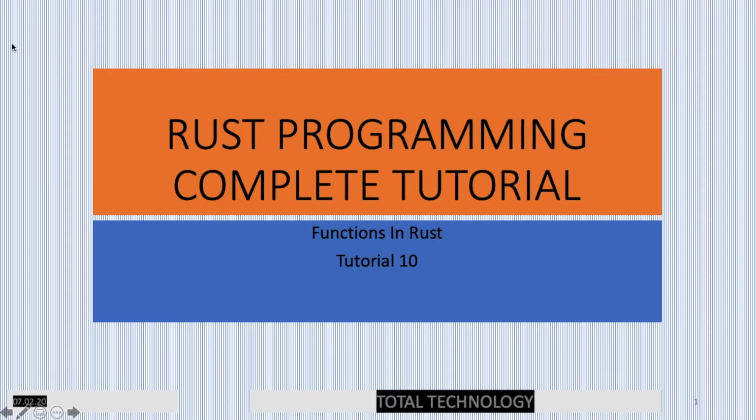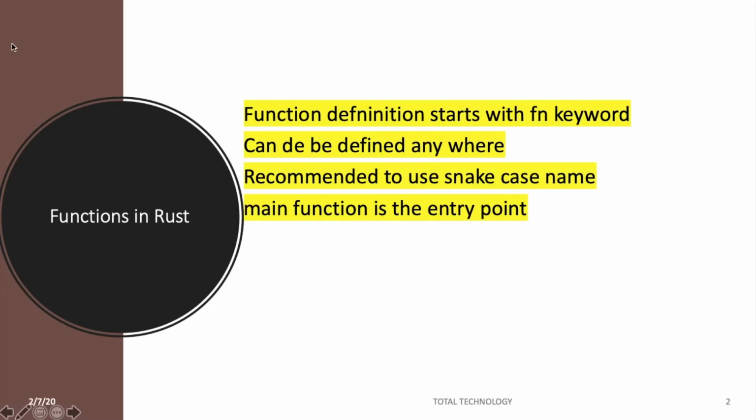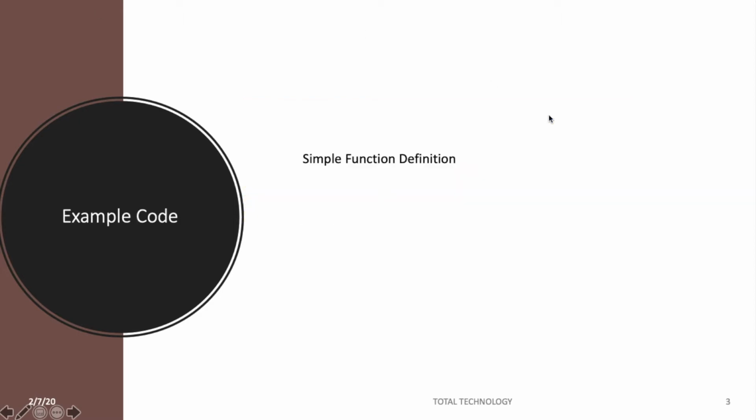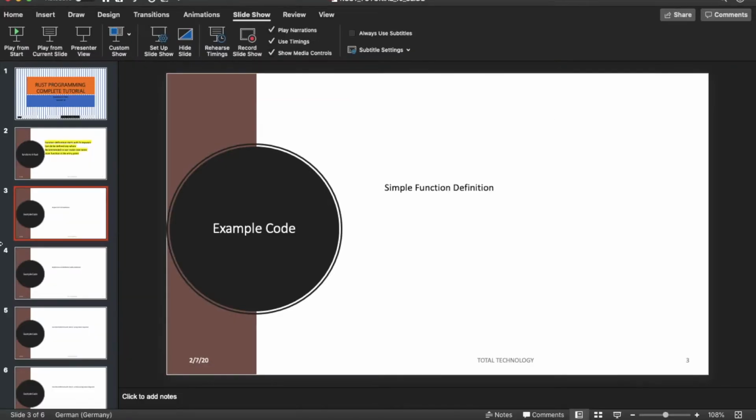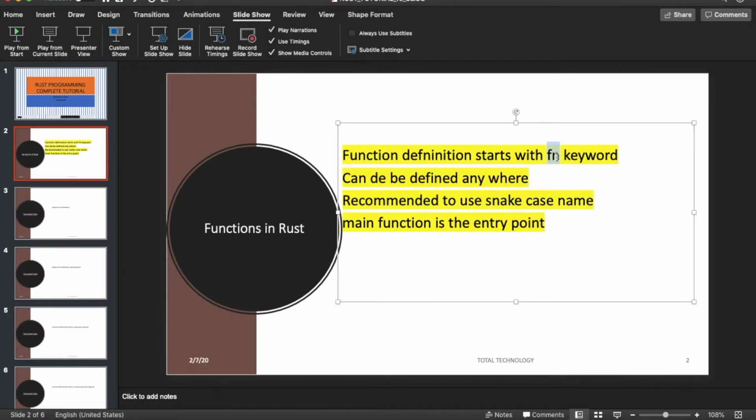Okay, so first thing is Rust functions. What are the things you need to know when you are working with Rust functions? Function definitions always start with the fn keyword. I believe all of you have already watched our last video, or the tutorials we started long back. There you have already seen there is a function named main which starts with fn. So fn is the keyword, and by using that keyword you can define your functions.